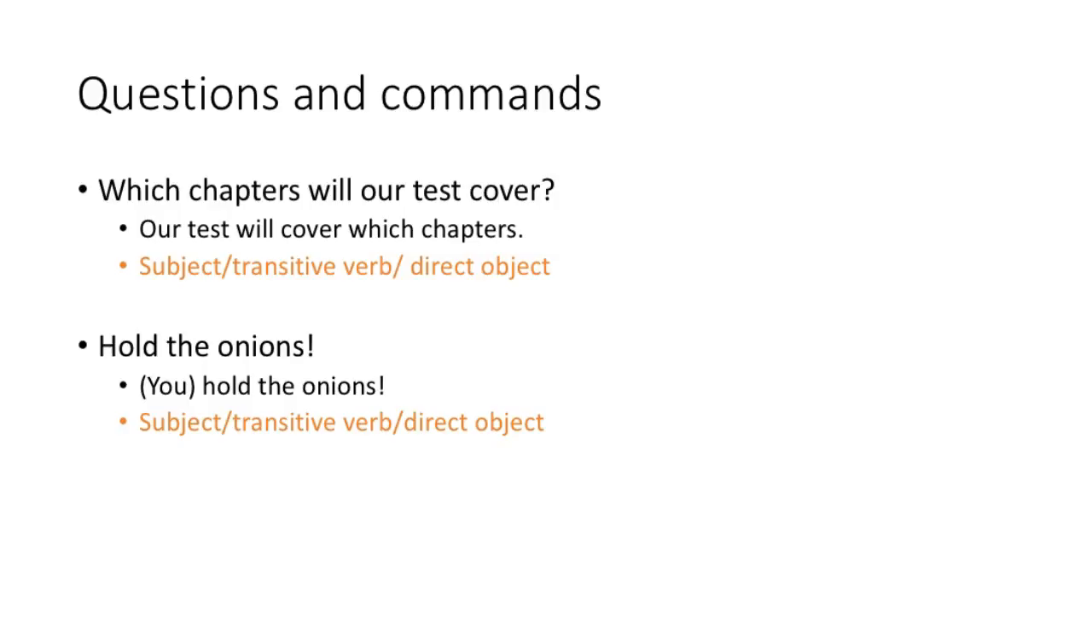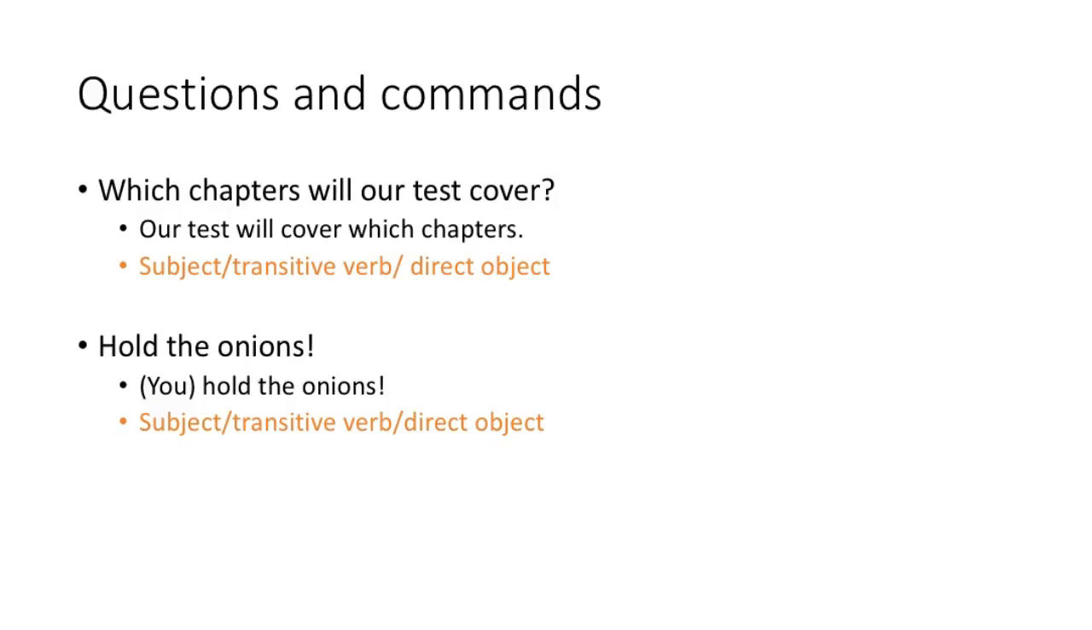So to discover the two parts, you have to recast the question in the form of a declarative, another flash from the past, from middle school, a declarative sentence or a statement. So if, for instance, the question, which chapters will our test cover? You change that into a declarative statement. Our test will cover which chapters, and then you can tell the sentence pattern: subject, transitive verb, direct object.